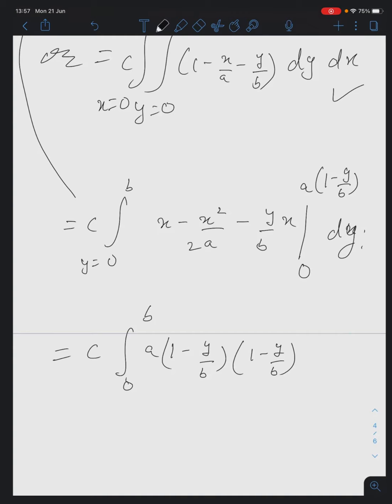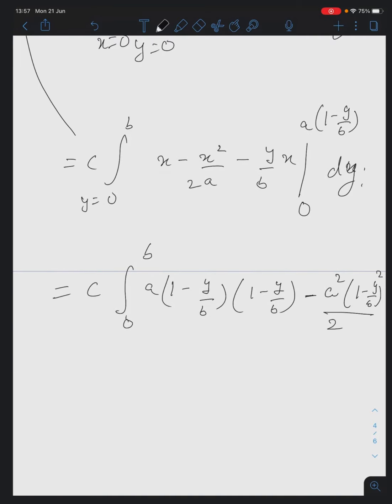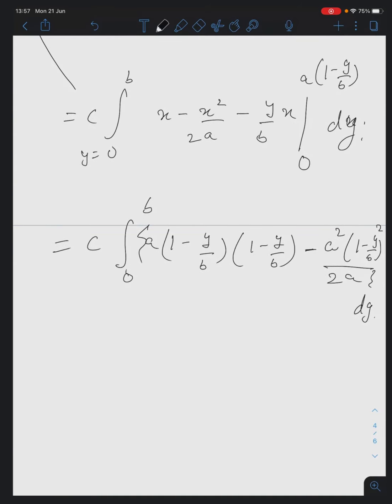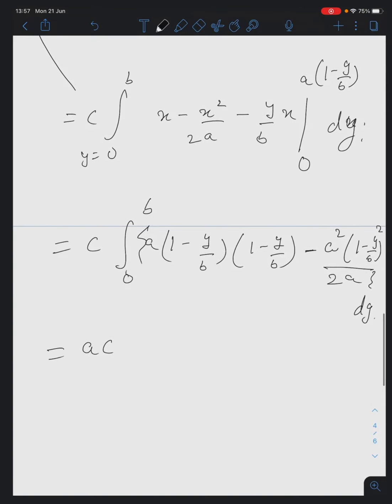Is it correct? x is a into 1 minus y by b. Minus x square will be a square into 1 minus y by b whole square by 2a. This is for the upper limit. Lower limit, all points will be 0. Is this correct? And this whole thing with respect to y you need to integrate. You can further simplify and write in one form. So you will get a c here. One of the a cancelled. 2 will be there. Integral 0 to b you will have. On simplifying this whole thing, tell me what you will get.